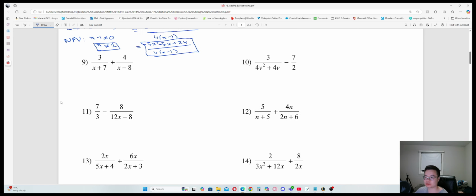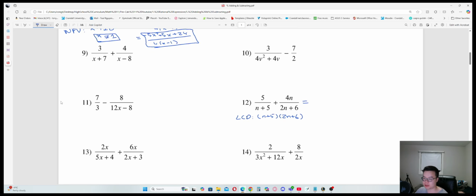Okay, let's work on question 12. So here's question 12. So I need to find lowest common denominator first. So it would be n plus 5 times 2n plus 6. Remember, we combine two denominators together to have the lowest common denominator.